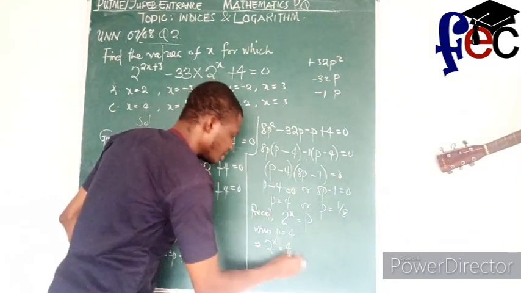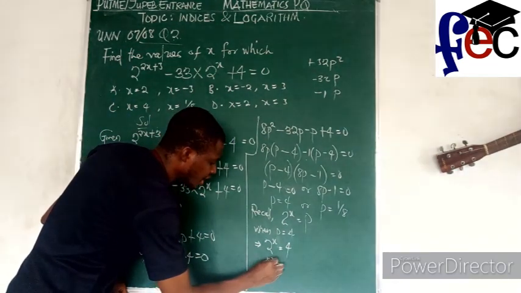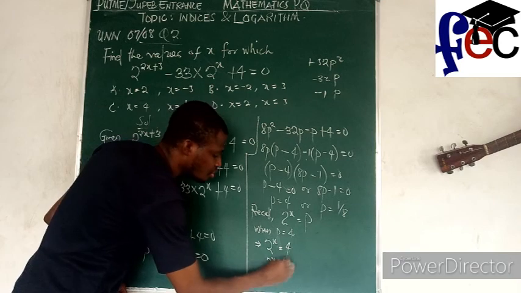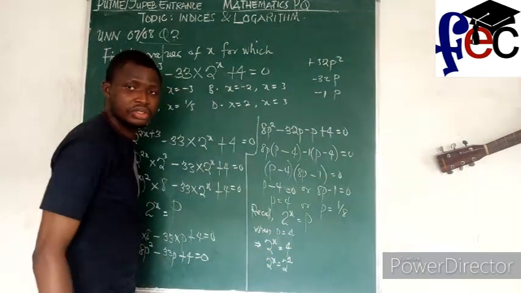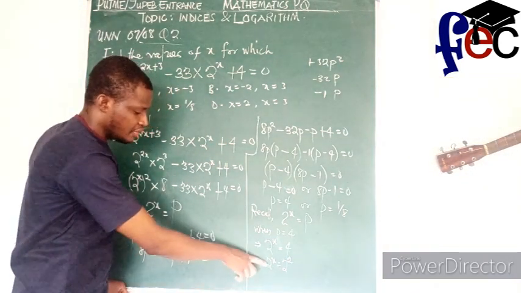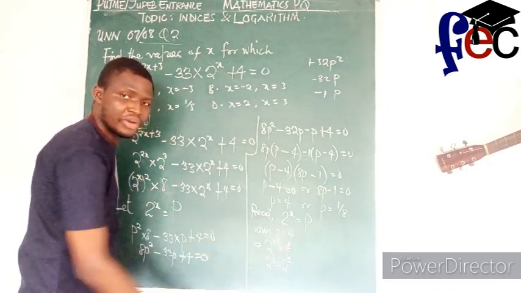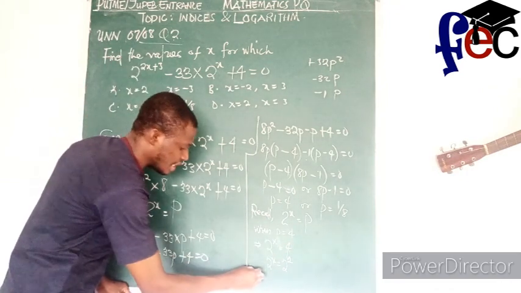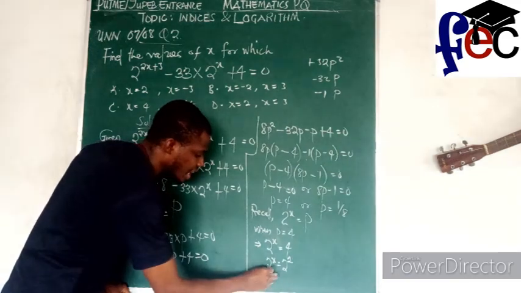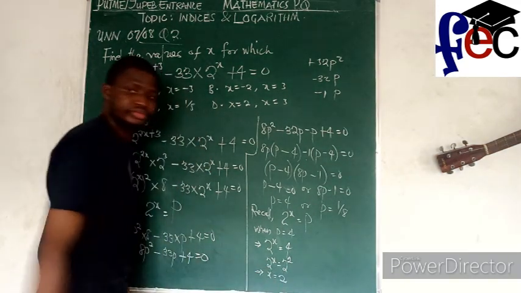And what is 2 raised to power x? 4 is the same thing as what? 2 raised to power 2. Now check it. If 2 raised to power x is equal to 2 raised to power 2, what can we infer from here? I can infer from here that my x is equal to 2.